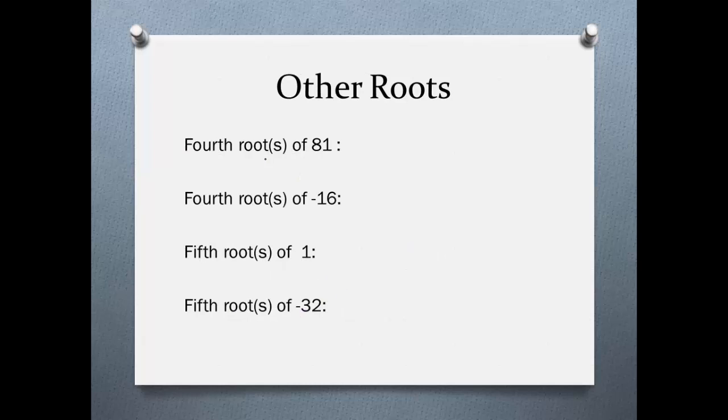Fourth roots of 81. What number do you raise to the fourth power to get 81? Well, 3 times 3 times 3 times 3 is 81. So 3 is one answer. And because this is an even exponent here, we could also have negative 3 to the fourth power, giving you a positive 81. So there are 2 fourth roots of 81, 3 and negative 3. For negative 16, what number do you raise to the fourth power to get negative 16? Well, that's an even exponent, and it's impossible to multiply something by itself 4 times to get a negative, so there aren't any real number fourth roots of negative 16.